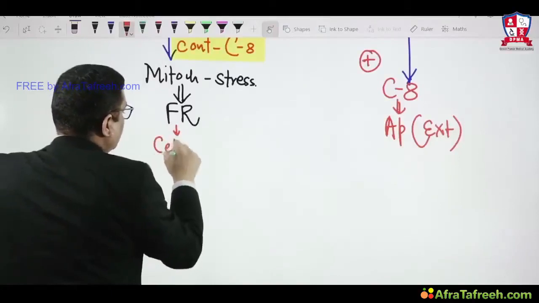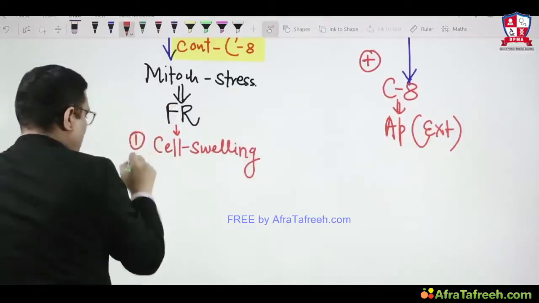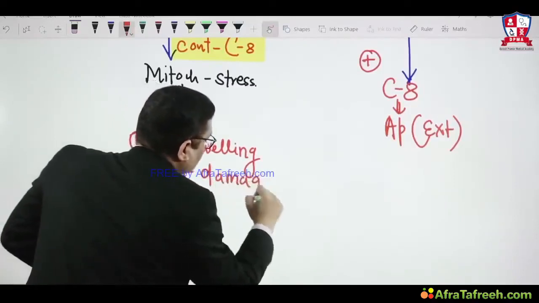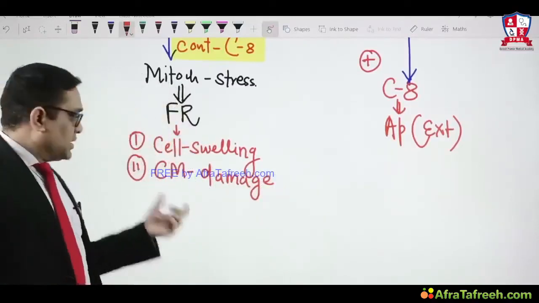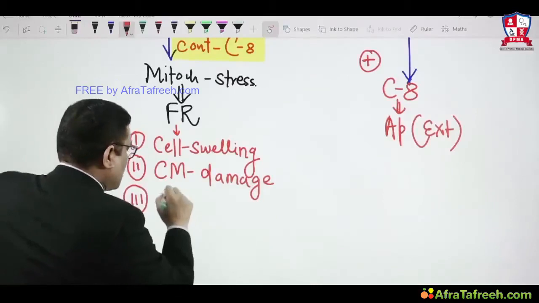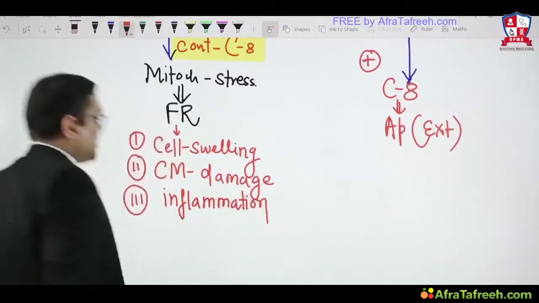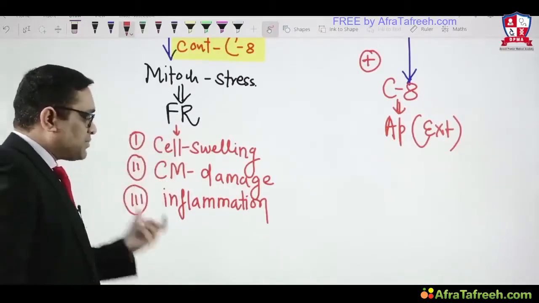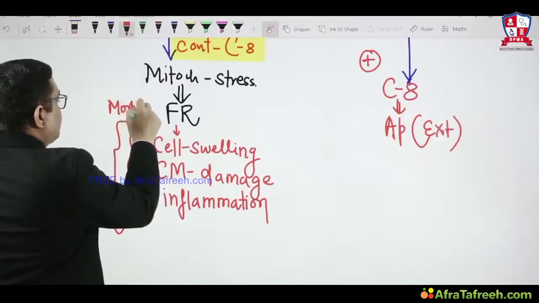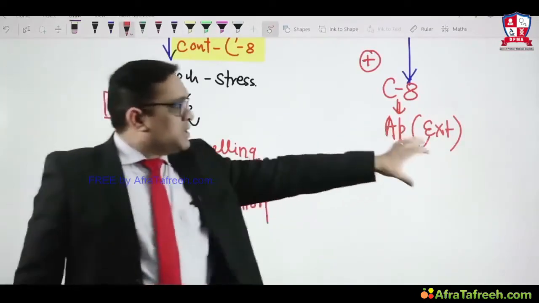So because of that, number one, there will be cell swelling, right? Free radicals will be causing cell membrane damage. So cellular swelling, cell membrane damage. And third, because the membrane has been damaged, there will be presence of inflammation. So cellular swelling, cell membrane damage, presence of inflammation. These are the morphology of necroptosis, right?